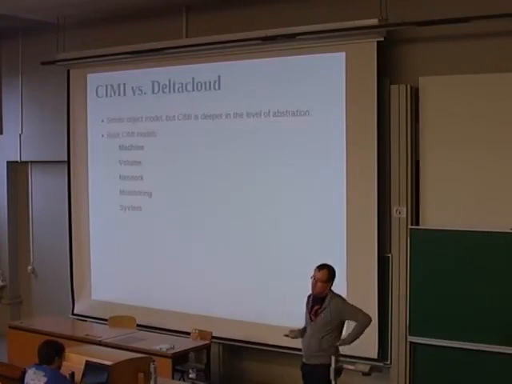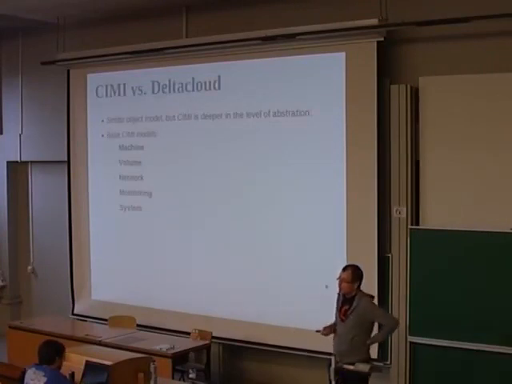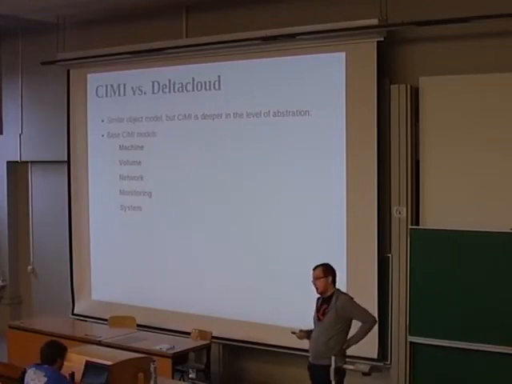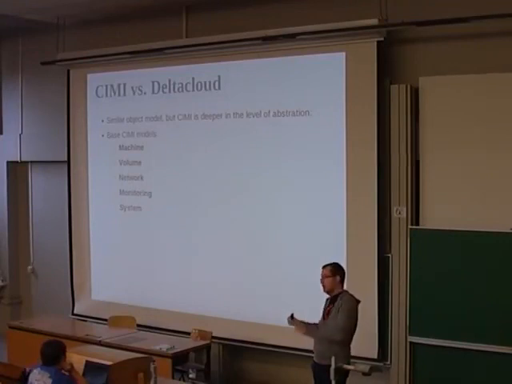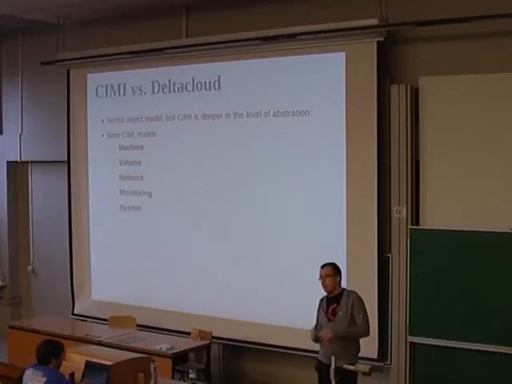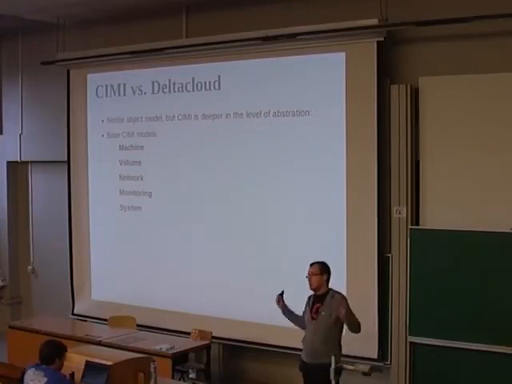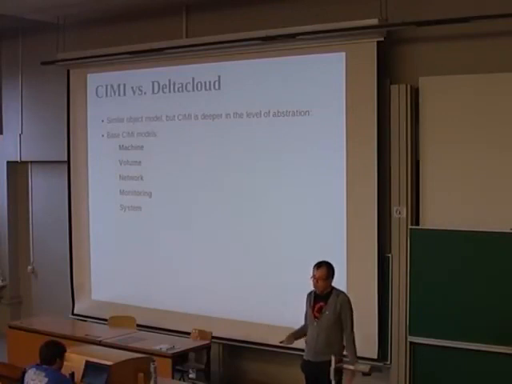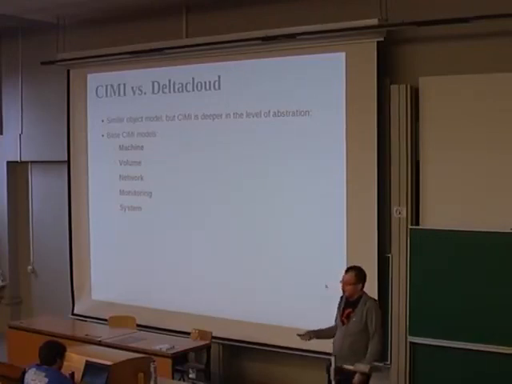So how does CIMI versus Deltacloud work? Basically in CIMI, they have a very similar object model, but of course they are doing very deep abstraction, with many entities that basically cover the whole cloud object model. The basic models are machine, of course, virtual machines, volumes, which is the storage API, network, which is the networking API, and monitoring, which is kind of event logs and event capturing.